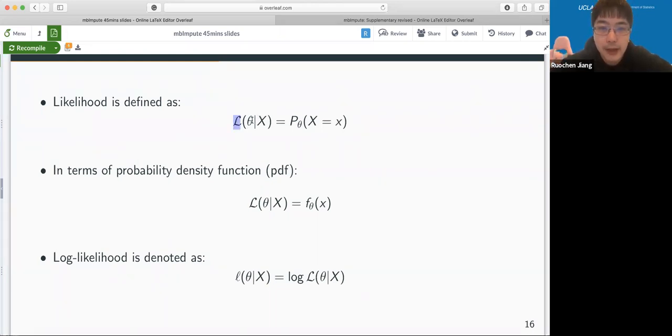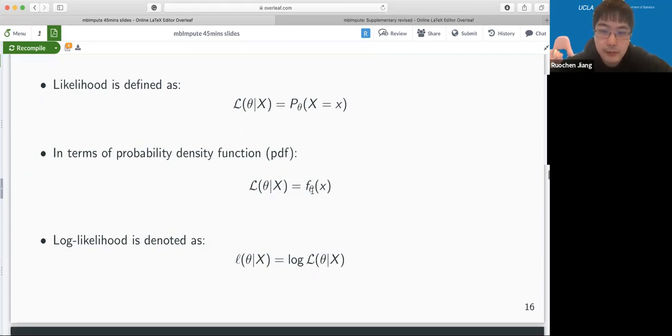So you can imagine it's numerically equal to the probability depending on some parameters. What's the probability of getting a certain value of x? And in terms of the probability density function I have mentioned before, the L theta conditioned on x is just equivalent to the PDF numerically. It's just another interpretation. Here, what we really care about is the estimation of the parameters. And the log likelihood is just the log of the likelihood, or the probability here.